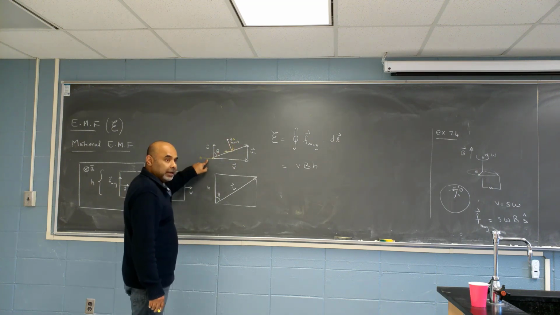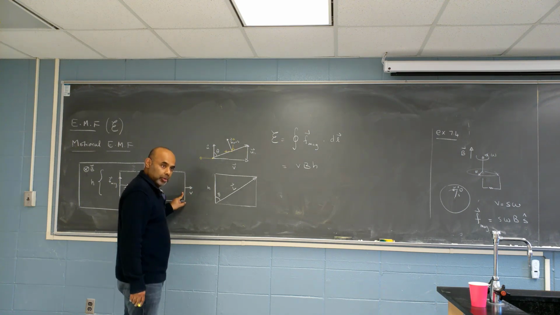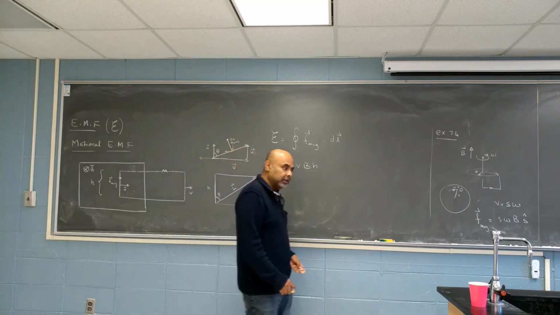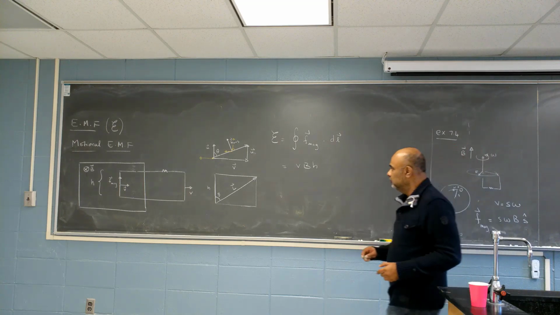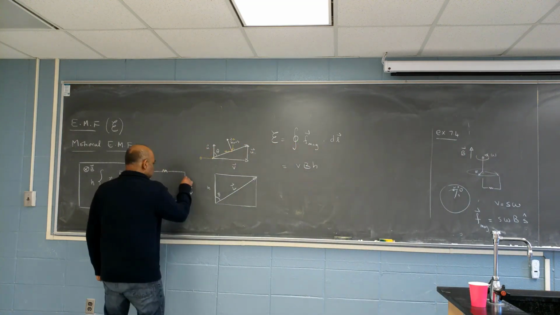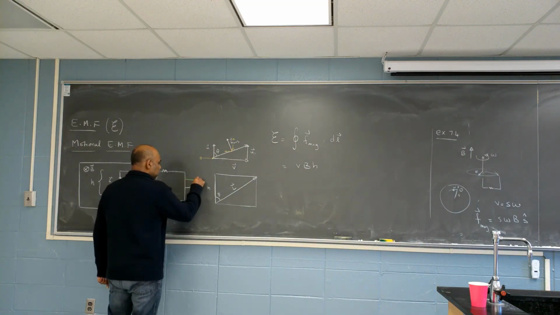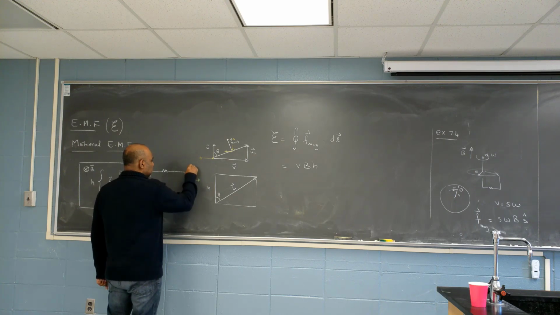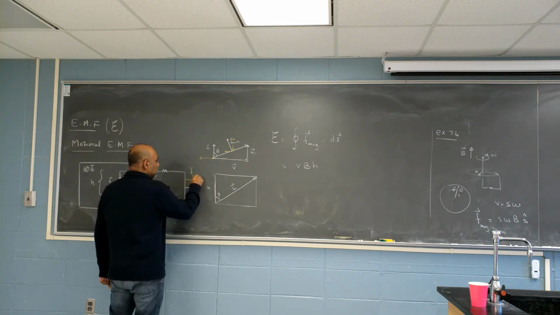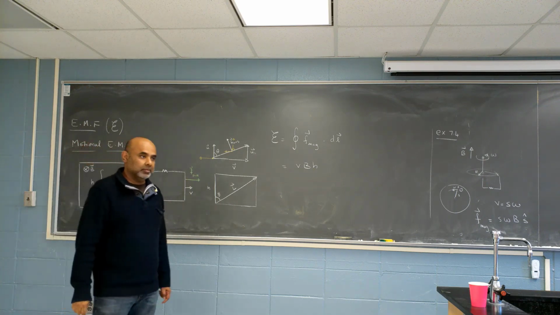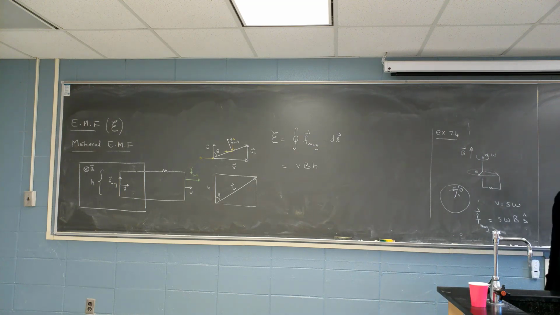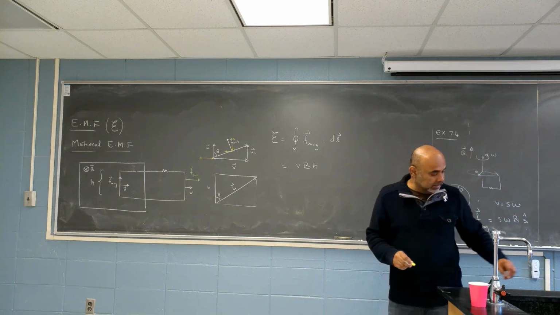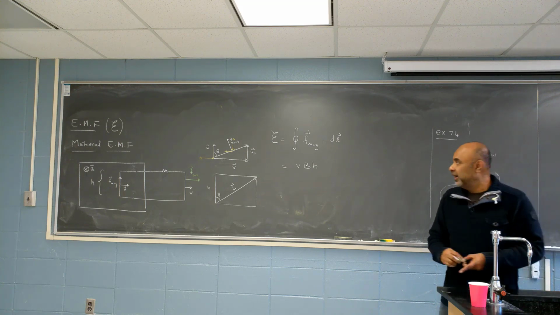But because of this guy, this object is hard to pull. So the person pulling will have to do what? They'll have to, for lack of a better term, I'll call it F pull. So let's calculate the work done by F pull.